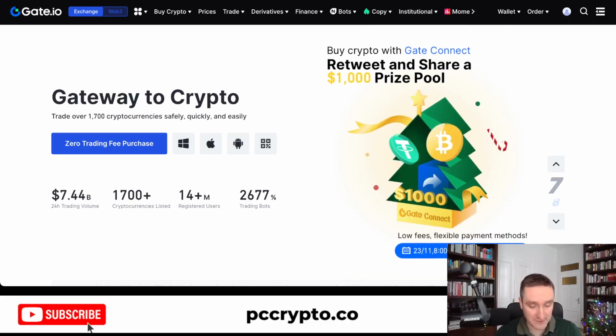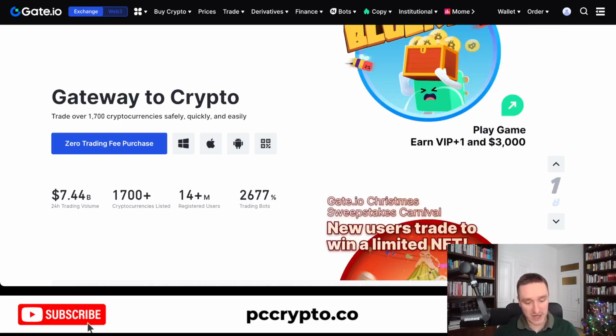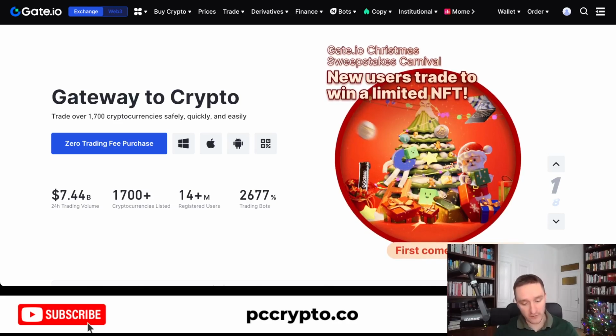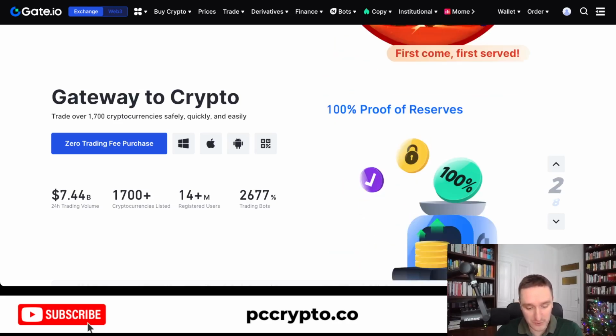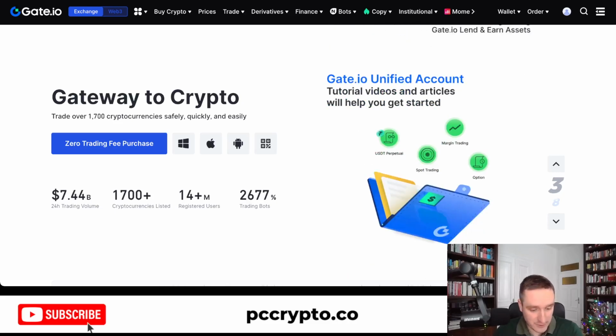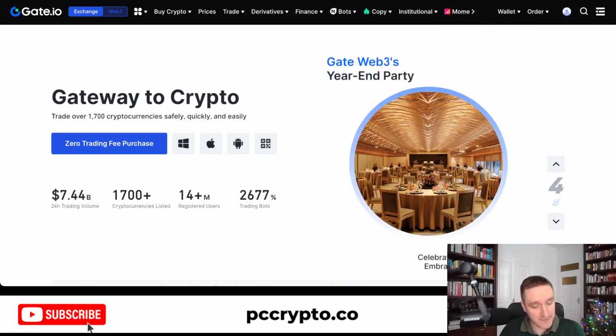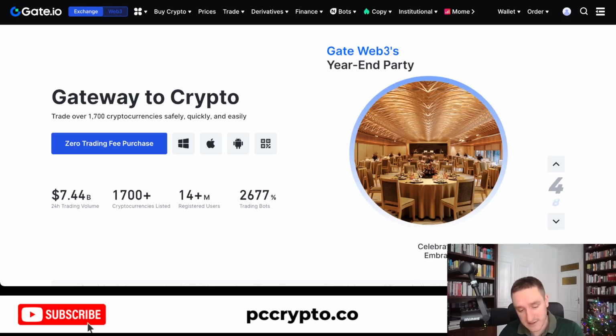So let's get started. As you can see, Gate.io is one exchange which actually trades over 1,700 cryptocurrencies currently, and this is a really great start to buy your first crypto. So let's just do that, and I'm then going to explain Web3 as well as a couple of other options.